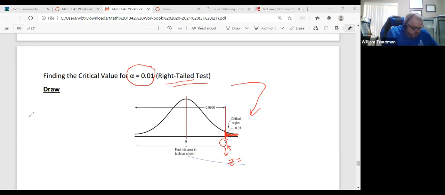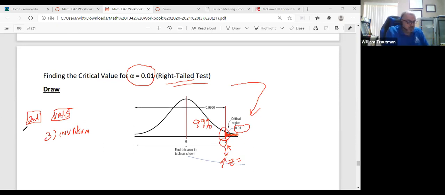If you remember, we have to use second vars number 3, inverse norm. Remember, inverse norm only goes to the left. So to find this Z value, since this is 1%, then the rest of it is 99%. So to find the Z value at this spot, we have to type in second vars inverse norm. The area is 0.99. Remember, your inverse norm only goes to the left of the Z value. So to the left of this Z value is 99%.